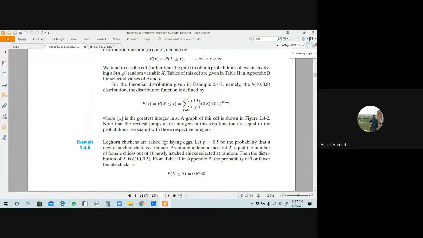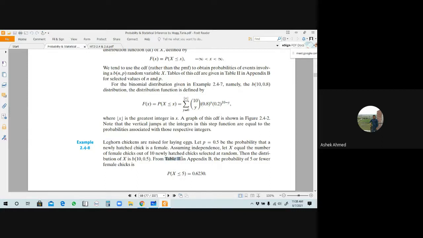Leghorn chickens are raised for laying eggs. p equals 0.5 is the probability that a newly hatched chick is a female. Assuming independence, let x equal the number of female chicks out of 10 newly hatched chicks selected at random. Then the distribution of x is binomial; 10 is our total number of chicks, newly hatched chicks, and the probability of each being female is 0.5. Okay, now we can find these results by using a table.